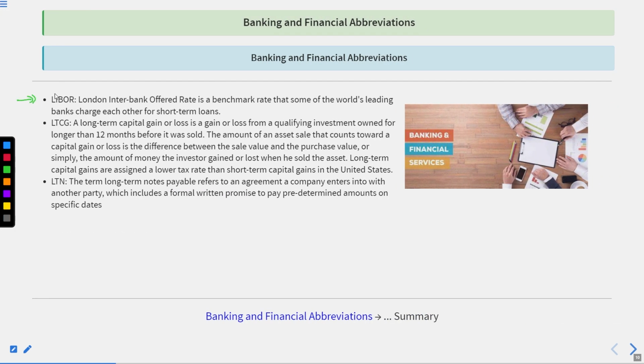The LIBOR, London Interbank Offered Rate. Actually a benchmark rate that some of the world's leading banks charge each other for short-term loans.